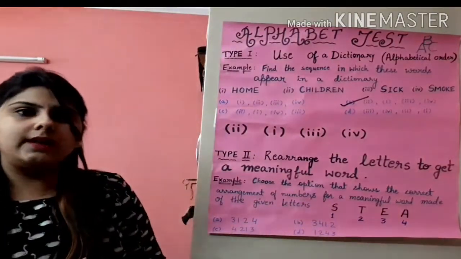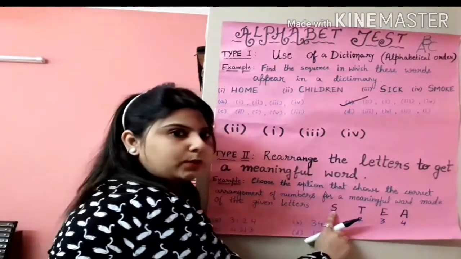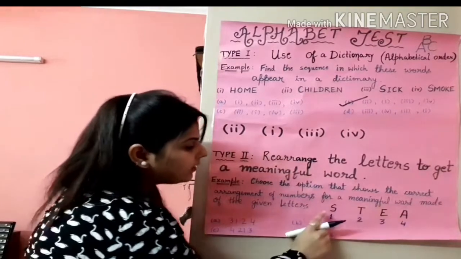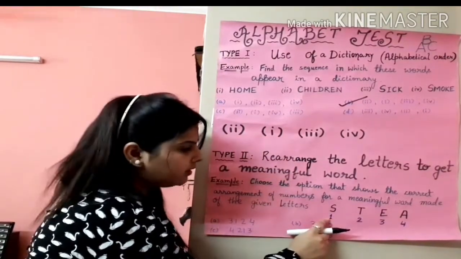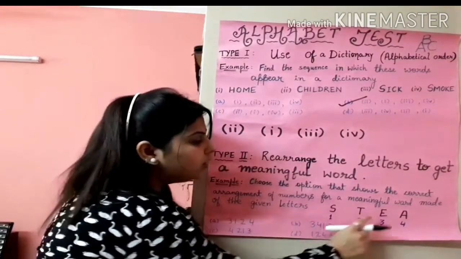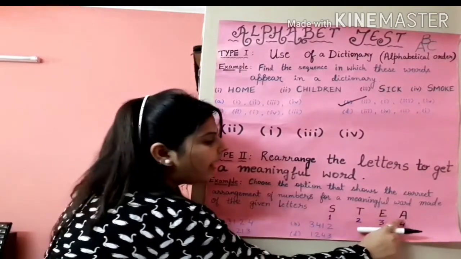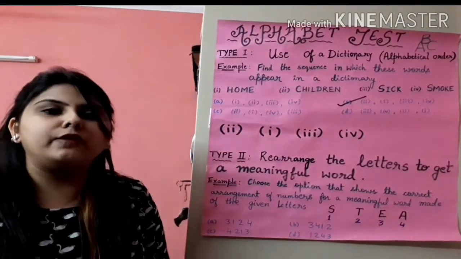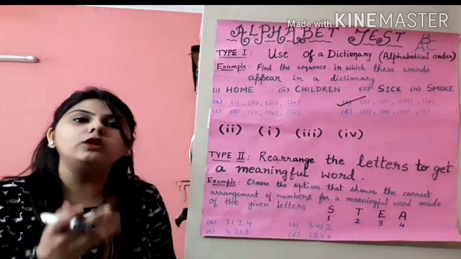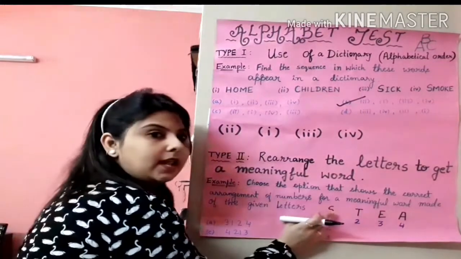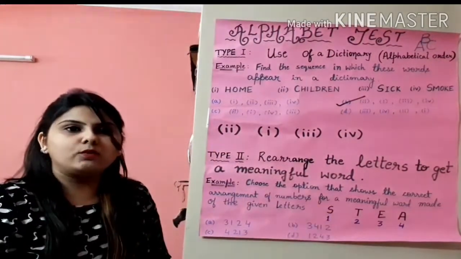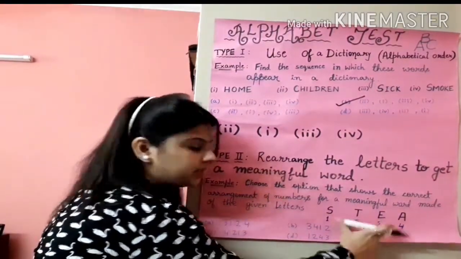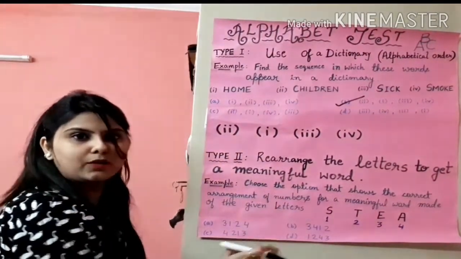Now, as you can see here, you have been provided with the letters S, T, E, A. S has been given number 1, T has been given number 2, E has been given number 3 and A has been given number 4. So first we need to find out the meaningful word based on these letters. Once I have found it, I need to sort these numbers and match with the options given below.